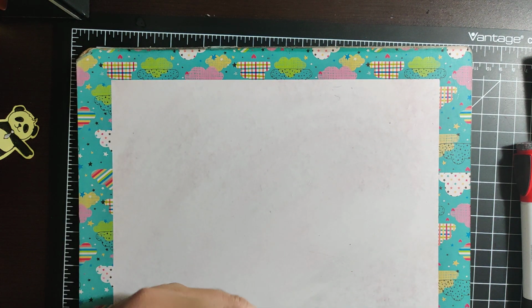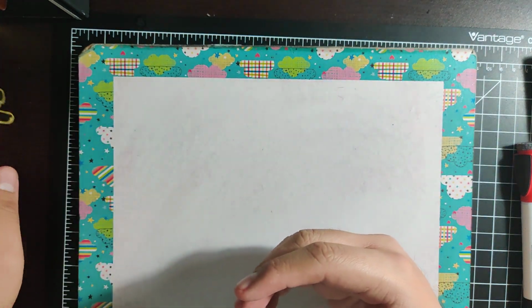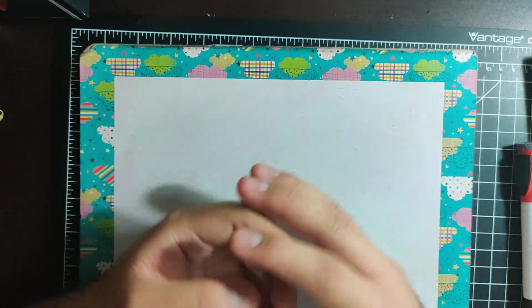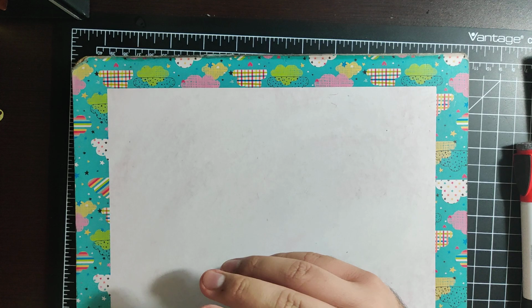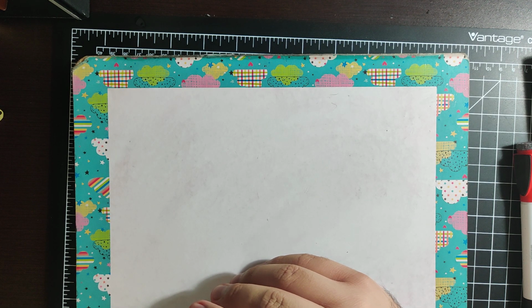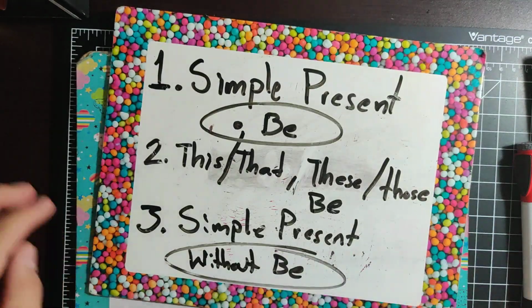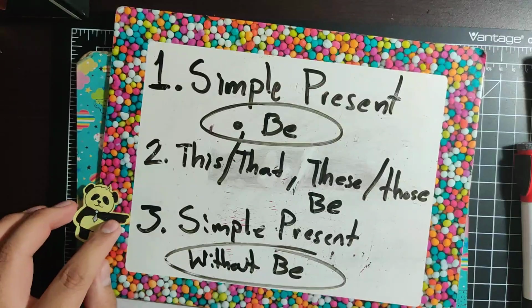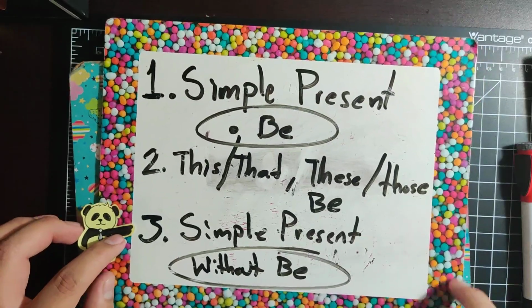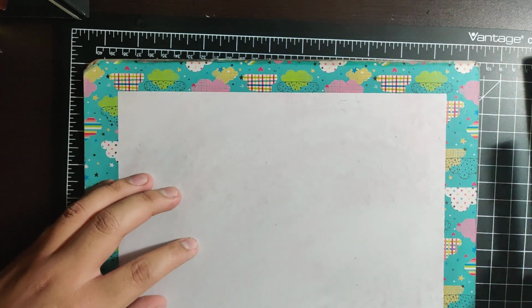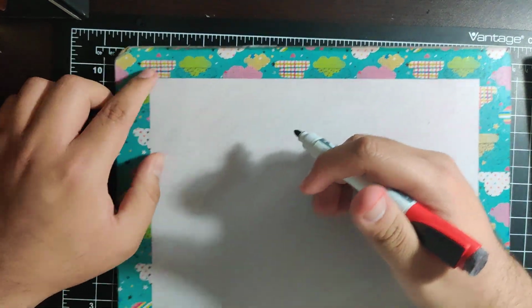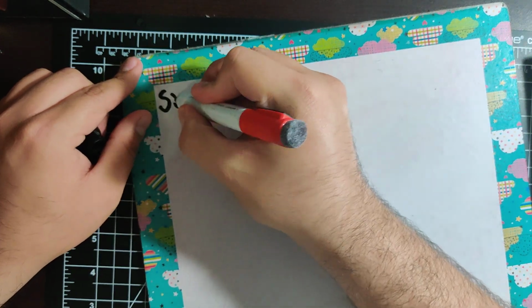Many of them have mastered it, and they can write pretty complicated sentences. But how did they do it? Simple. And let's go with the most important part. Part 3. Simple present. Okay? Without be. Now this is the bread and butter. This is what's really good.